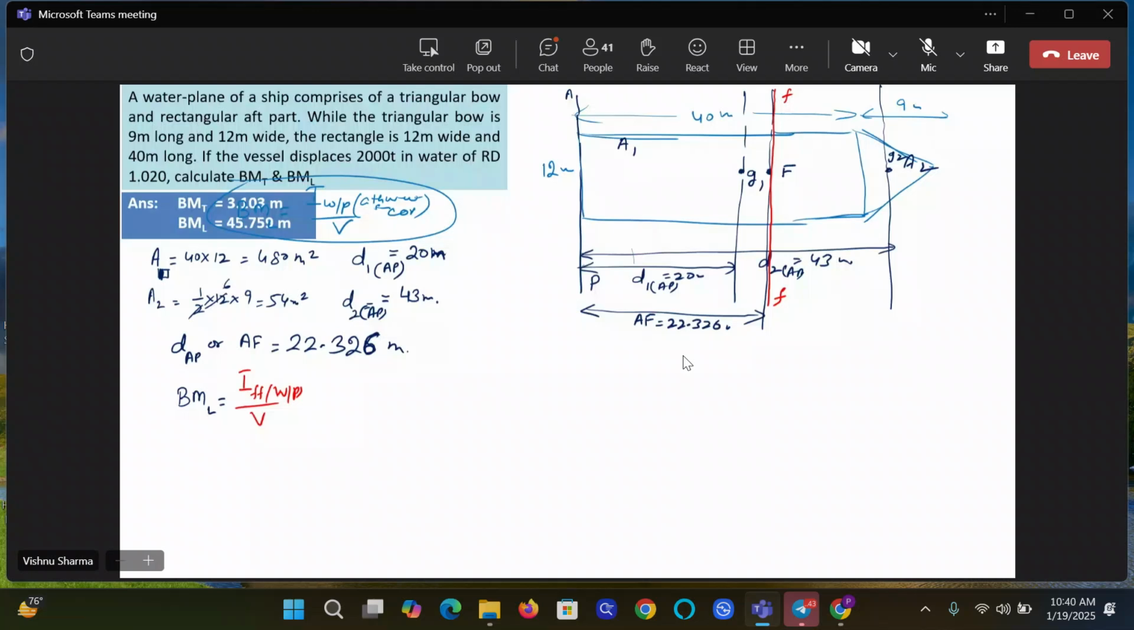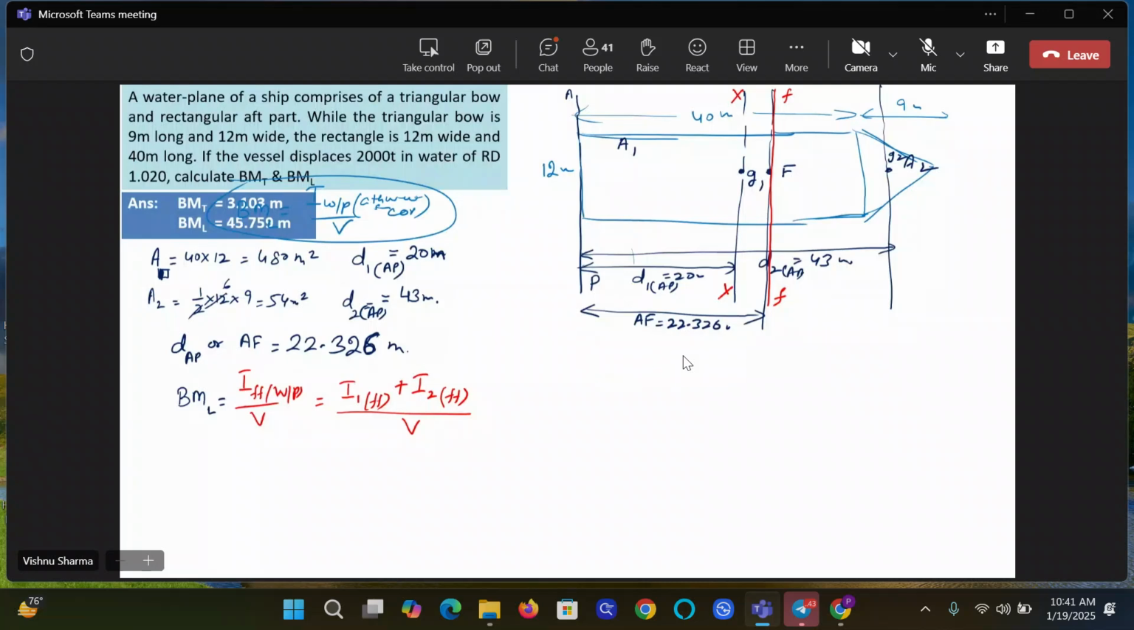Now, my area comprises two shapes, 1 and 2. You have done it so many times in COP. It will be I1FF plus I2FF. Am I right, guys? Yes or no? Divided by volume of displacement. Now, look at the diagram and tell me, is FF a standard axis for area 1? Yes or no? No. Which is the standard axis for area 1, guys? GG. Because there is another G, I can call it XX or YY, whatever you want to call it.